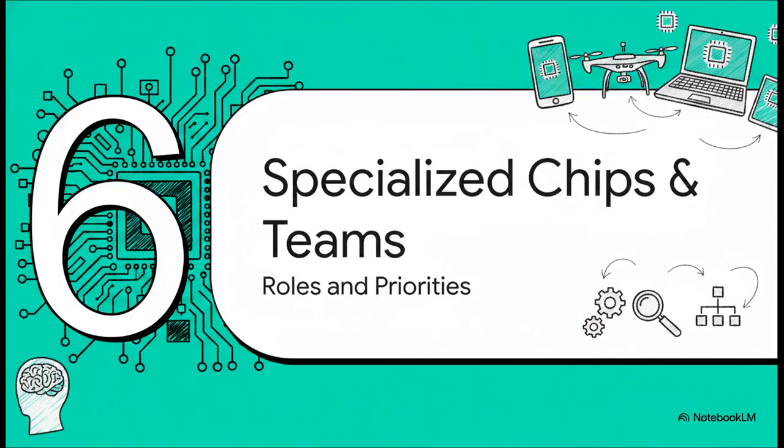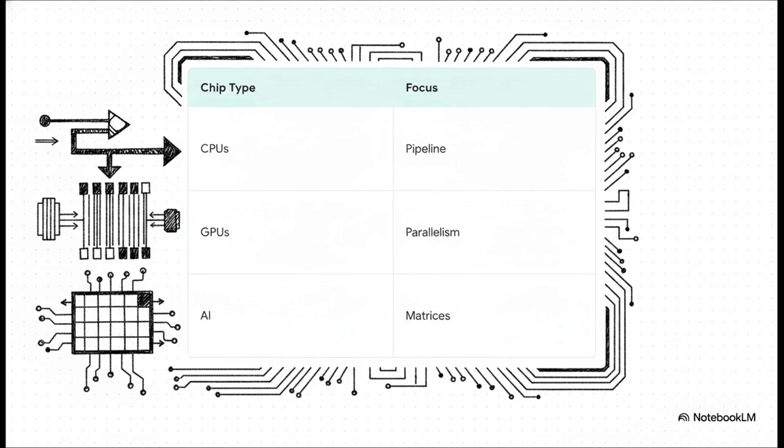Finally, Section 6, Specialized Chips and Teams. After all that manufacturing and rigorous testing, these working chips are actually deployed into the devices we use every day. Now, while this whole 10-step foundation is universal, it gets heavily tweaked depending on what you're trying to build. Take a standard CPU. It's going to prioritize pipeline architecture and branch prediction for everyday, general tasks. But if you look at modern GPUs or AI accelerators, their focus shifts entirely toward massive parallelism and matrix multiplication to handle the crazy computational demands of artificial intelligence.